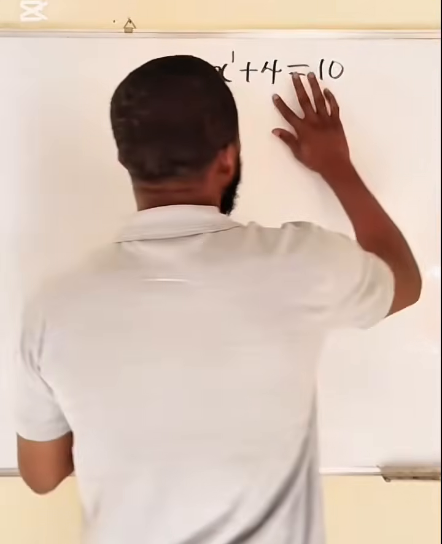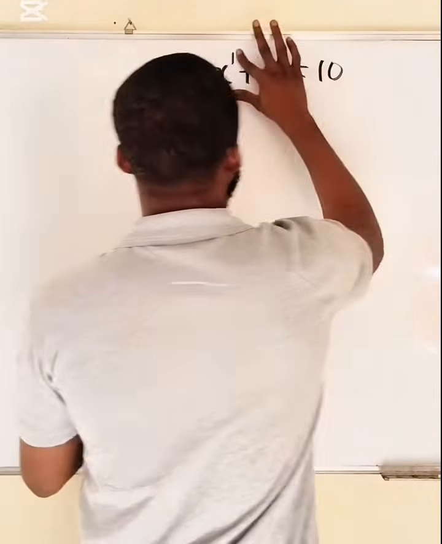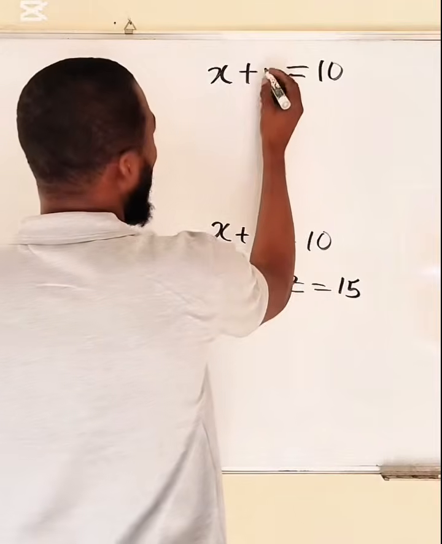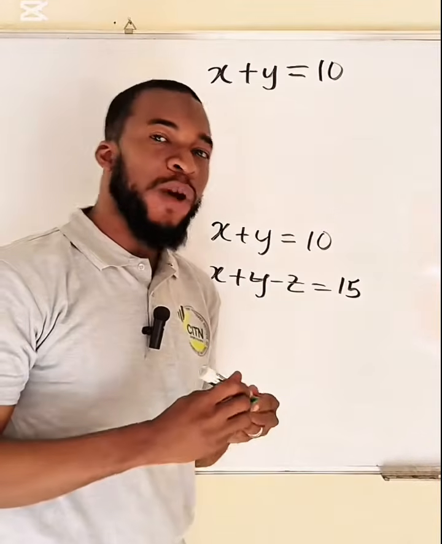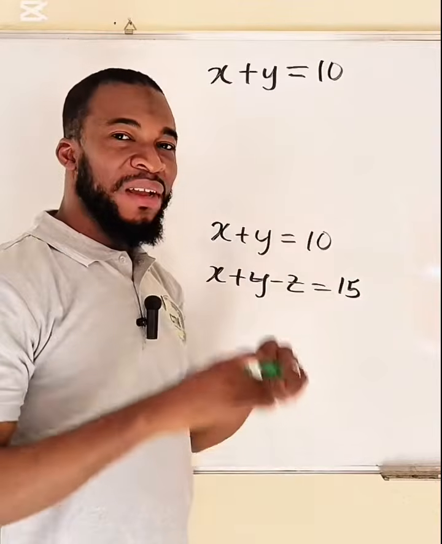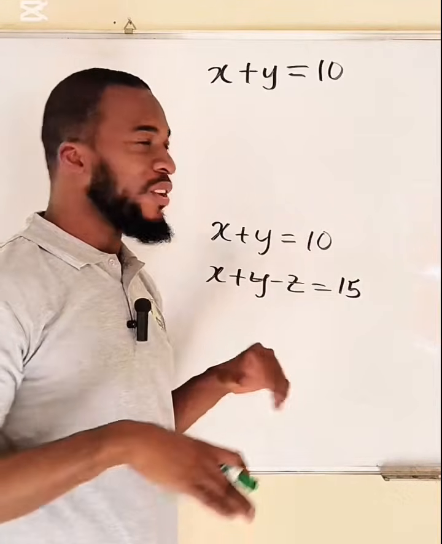So what if I decide to remove this and replace it with y? Y is also to the first degree. It has a power of 1. Therefore, this equation remains a linear equation.